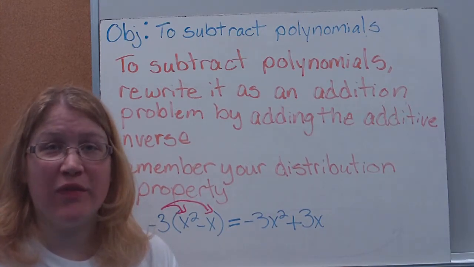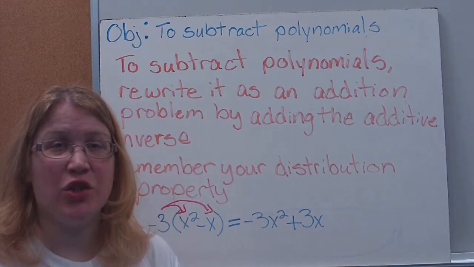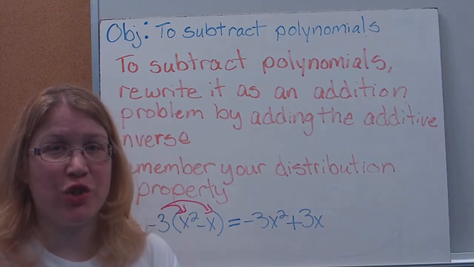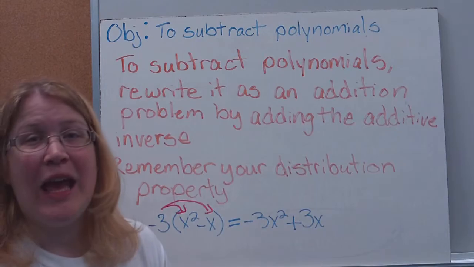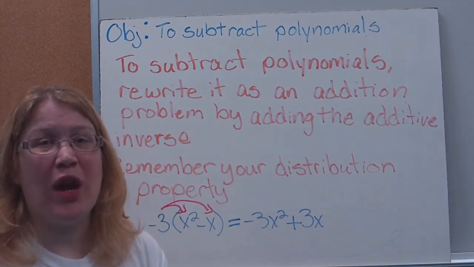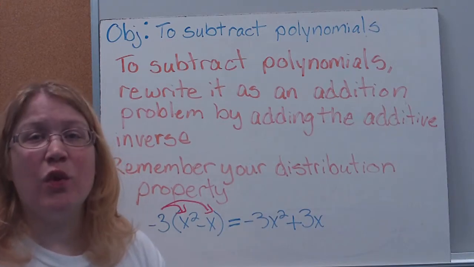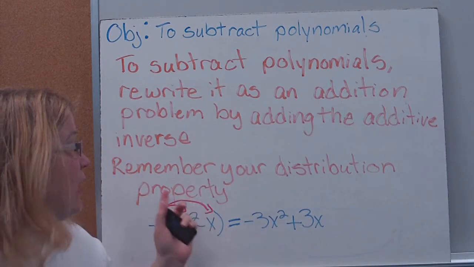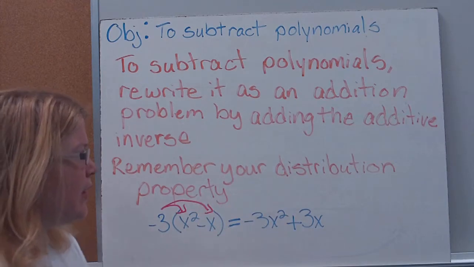If you recall, when we first started learning about adding and subtracting integers, I told you whenever we're subtracting integers, we do that by rewriting it and adding the additive inverse. We're going to do the exact same thing when we're trying to subtract polynomials. The only thing we also have to remember here is the distributive property.